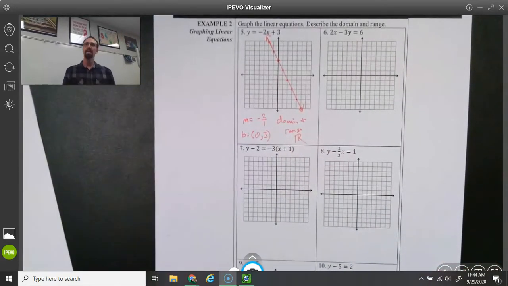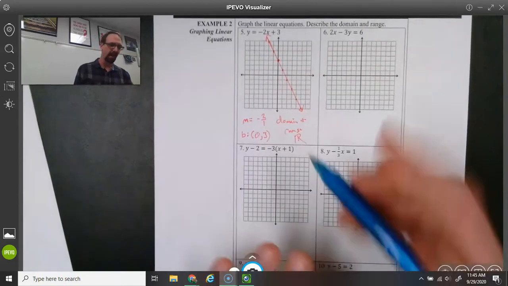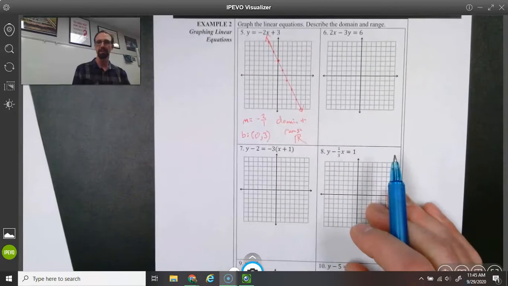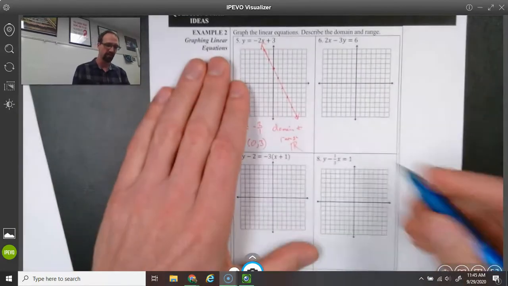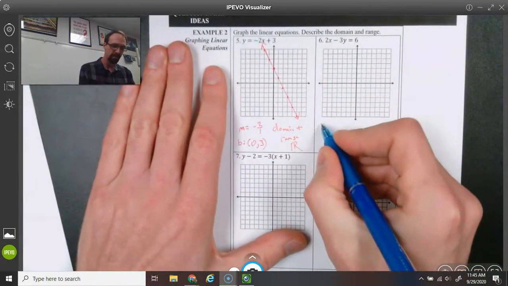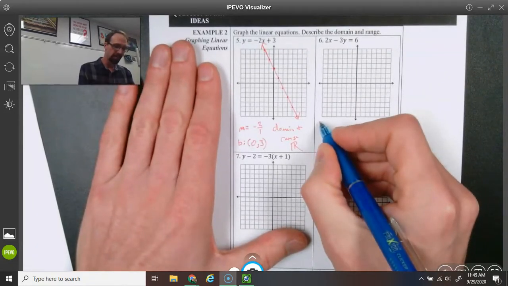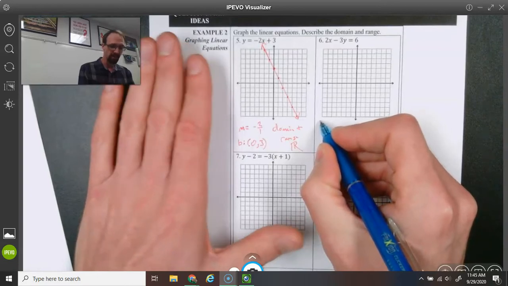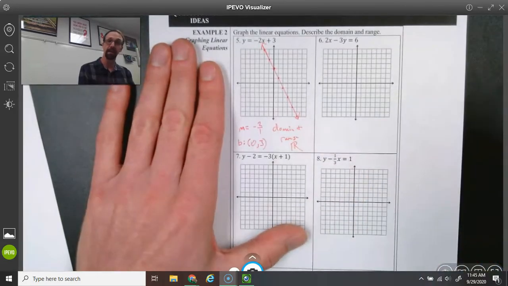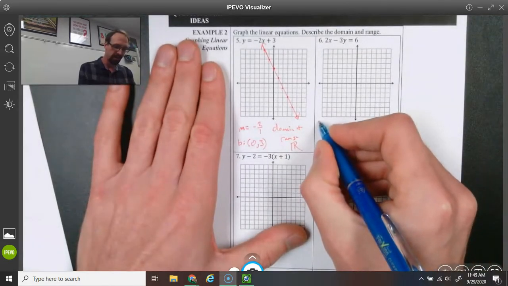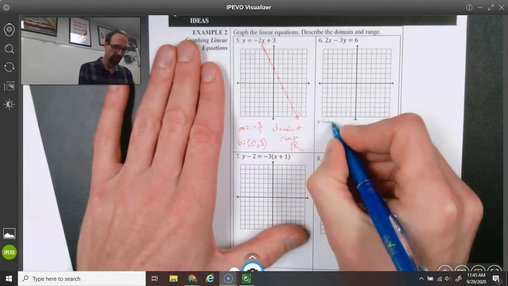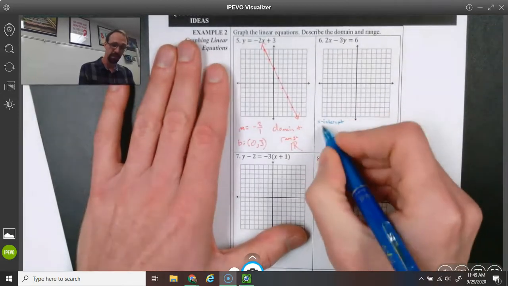For this next example, number 6, it's actually in standard form. And because it's in standard form, and I see that these values, 2 and -3, both evenly go into 6, I'm going to solve this using the intercept method. Using the intercept method, we set one of the values, either x or y, to be 0, and then solve for the other one. So if I wanted to find the x-intercept, that means I'm plugging in 0 for y.